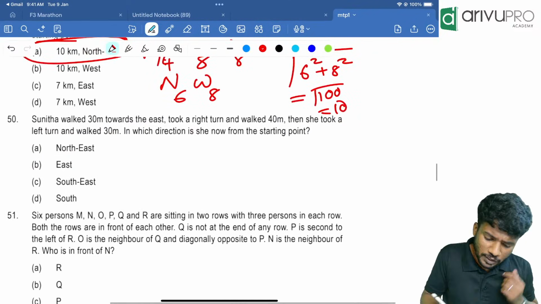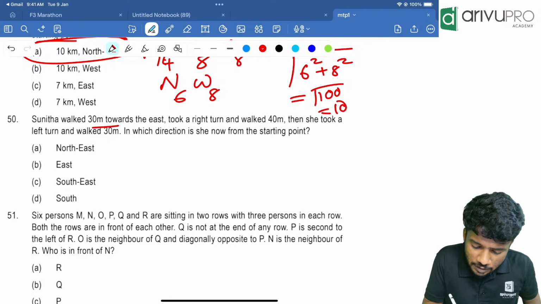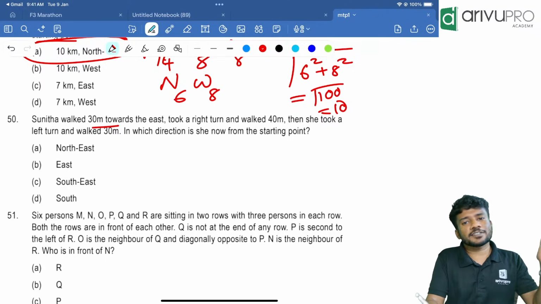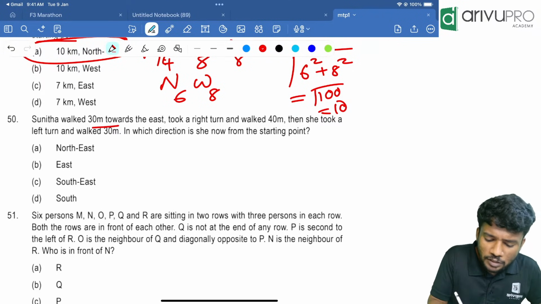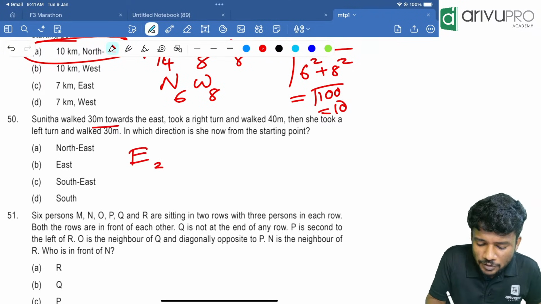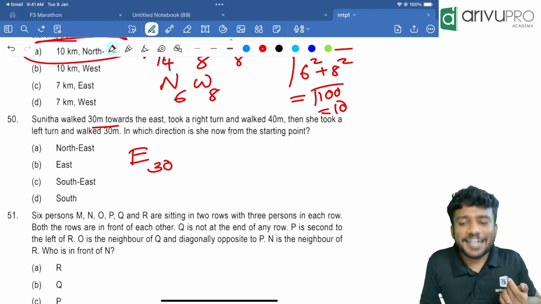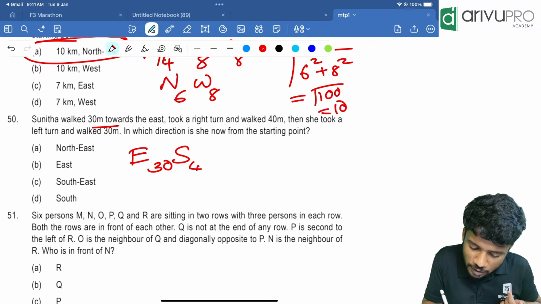Next one. Sunitha walked 30 meter towards east. In which direction is she now from the starting point? Again, the same type of question is repeated again and again. Sunitha walked 30 meter towards east. So east 30. Then turned right. Right of east is what? Right of east is south. And walked how much? 40.